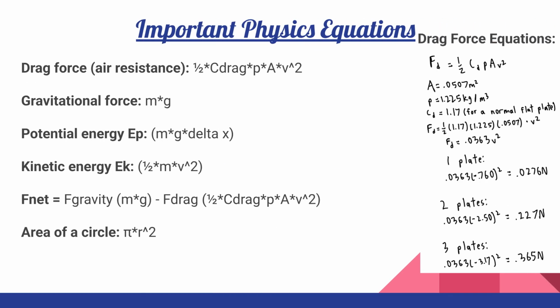Some important physics equations we used in our investigation are the formulas for drag force, aka air resistance, gravitational force, potential and kinetic energies, net force, and area of a circle. On the right, we also calculated for the drag force. For 1 plate, we got 0.0276 newtons. For 2 plates, we got 0.227 newtons. And for 3 plates, we got 0.365 newtons.